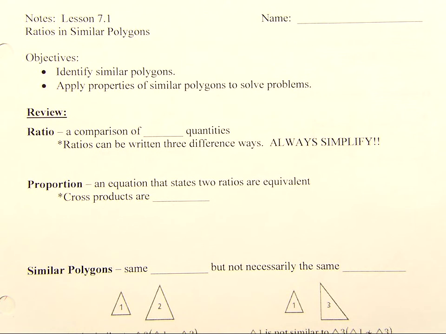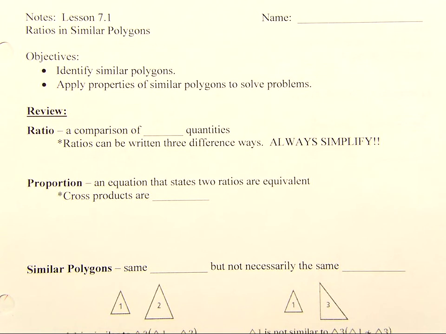Okay, today we're going to start Chapter 7, and Chapter 7 is on similarity. Lesson 1 is on ratios in similar polygons. And I just want to take a second to review a couple terms, things that you would have talked about in middle school and in your Algebra 1 class as well.